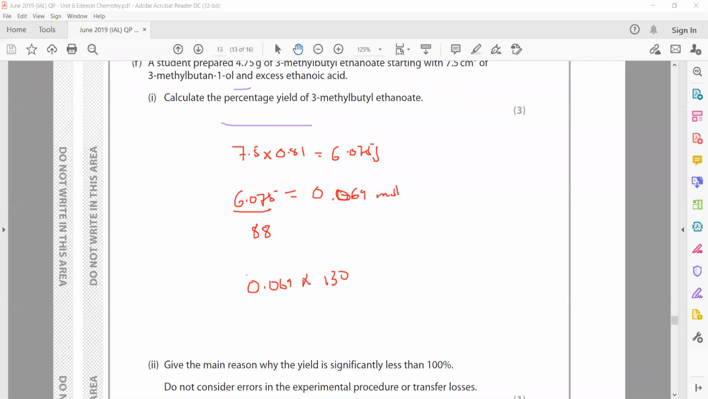Then if you want to calculate the percentage yield, the theoretical mass is 8.97. So percentage yield is based on the practical value. Practically we are getting only 4.75. Theoretically we are getting 8.97, into 100. So when we multiply, we get a percentage yield of about 53%.